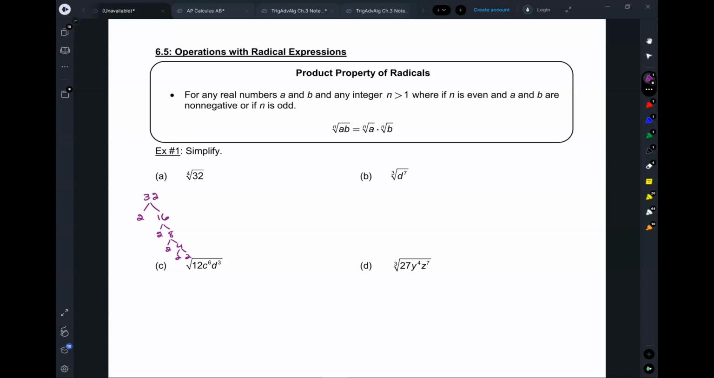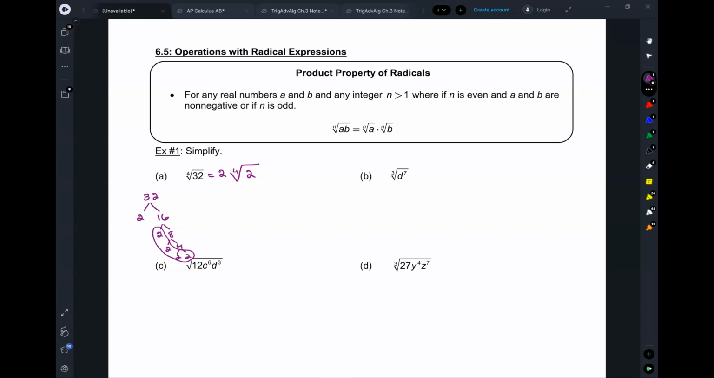But if this is a fourth root, what we have to do is combine them into groups of 4, and each group of 4 will come out as a single 2. 1 will stay, and that will stay inside the fourth root. Okay? So you can't just write 2 root 2, because that would be a square root, but this is a fourth root.